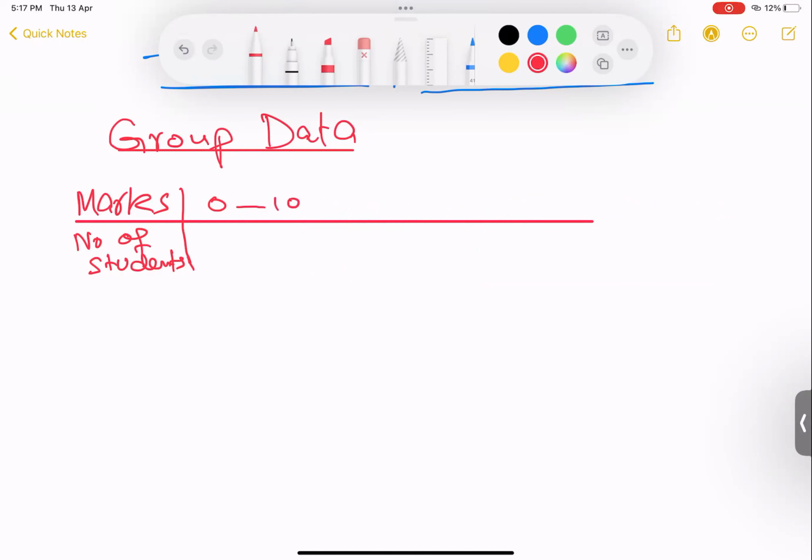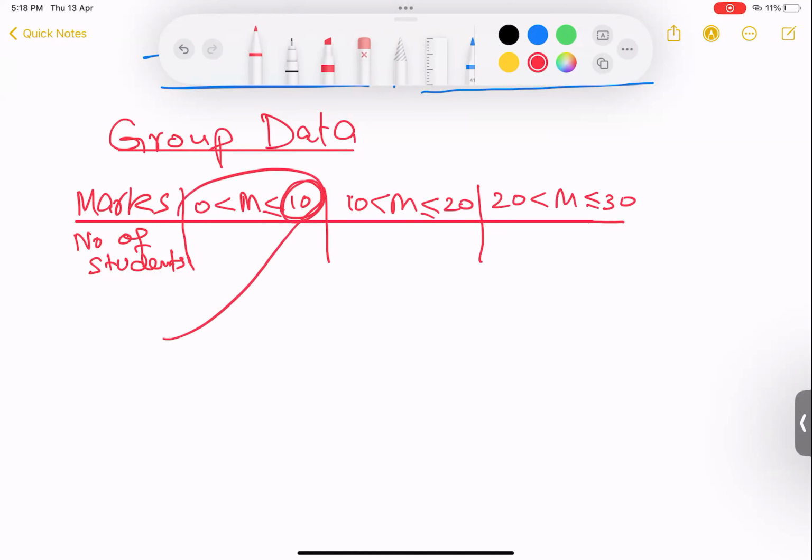0 to 10, and then the next group. In the exam they write like this: marks, M for marks, bigger than 0 and less than or equal to 10. Then marks bigger than 10 and less than or equal to 20. Marks bigger than 20 and less than or equal to 30. I believe you're understanding what it means. Here I put the equal sign also because sometimes students can get 0 as well.